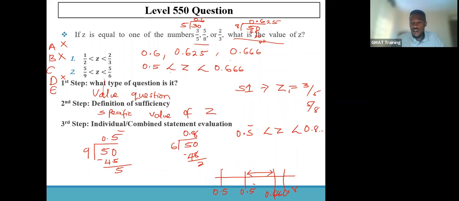Statement 1 specifies the region from this point to this point, so it does include 3 over 5 and 5 over 8. And statement 2 specifies the region from 0.55 to 0.8, which then means that it still includes all three values, meaning that no new information is presented by the combination of the two statements. For that reason, the two of them together cannot be sufficient, since they do not present any new information. And the correct answer here becomes choice E.